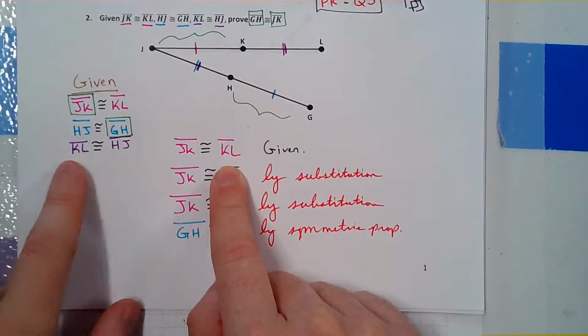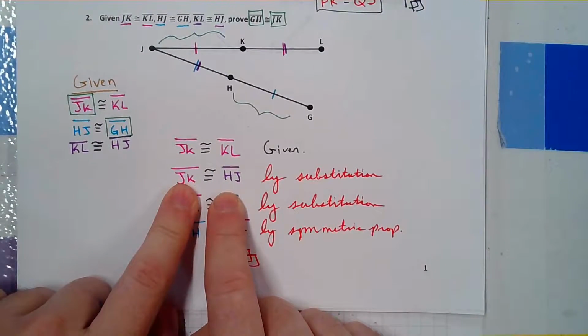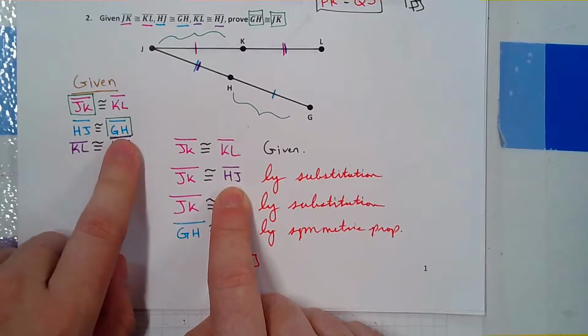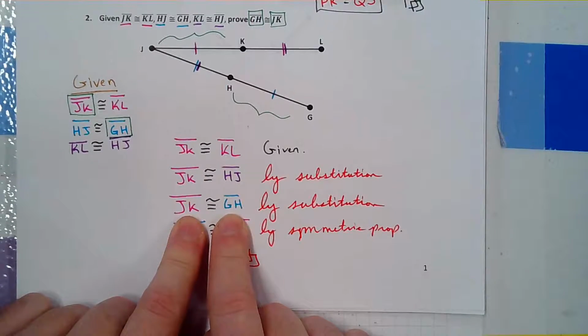But I do know that KL is this, right? So let's switch that out. Did it. Well, what do I know about this guy? How do I change him to GH? I'm still not there yet. Well, notice I have something that says he's GH. So I can switch him out. And now I'm done.